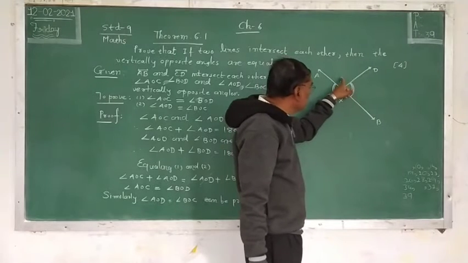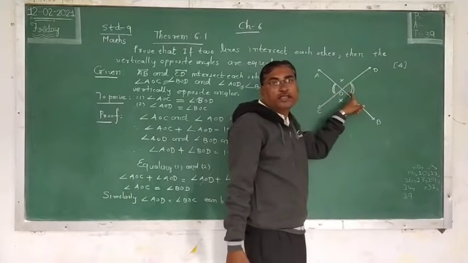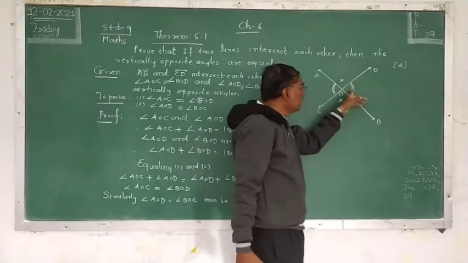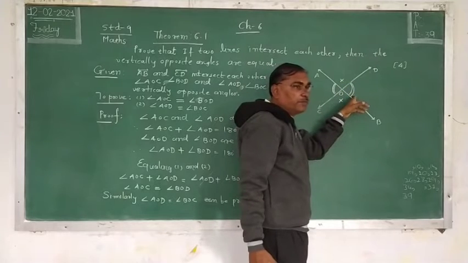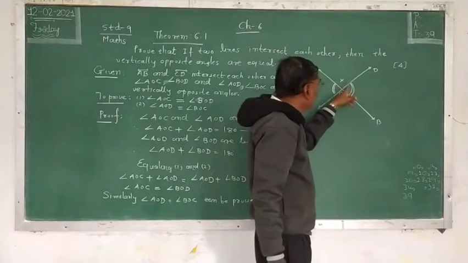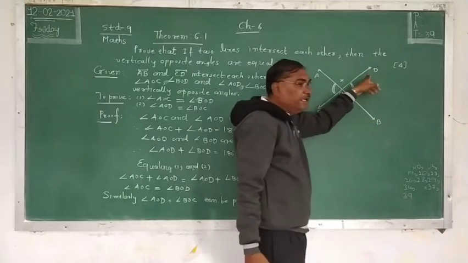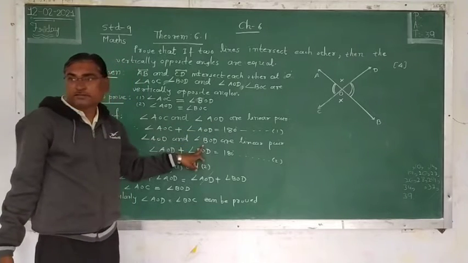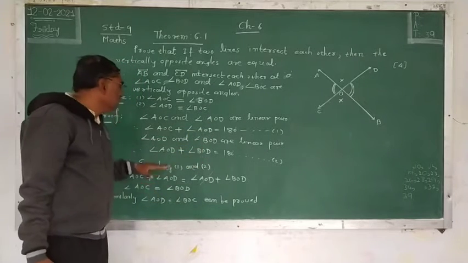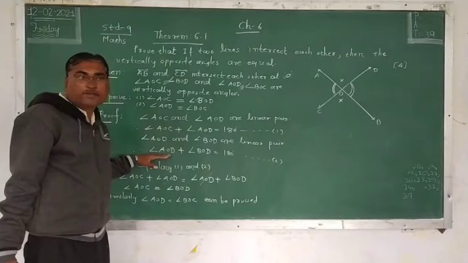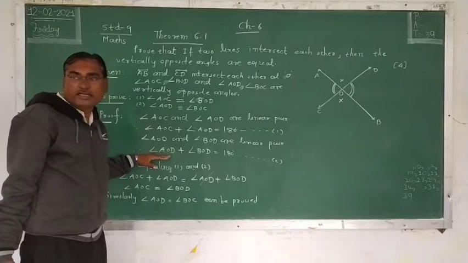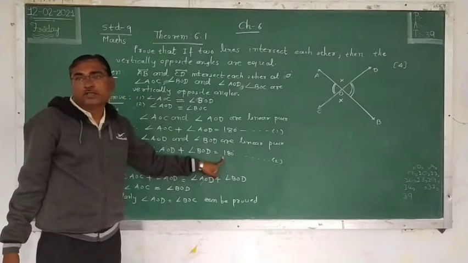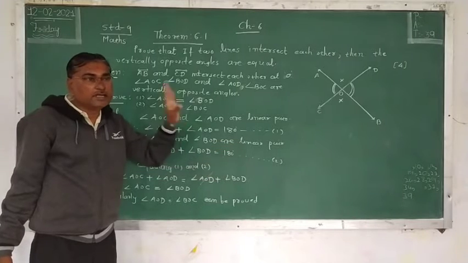Now we can take this angle and this angle, which is also a linear pair, because this ray is common and these two rays are opposite. So angle AOD and angle BOD are also a linear pair. And we know that linear pair angles are supplementary, the sum of the two angles is 180 degrees. So angle AOD plus angle BOD equals 180 degrees. Give it result number 2.